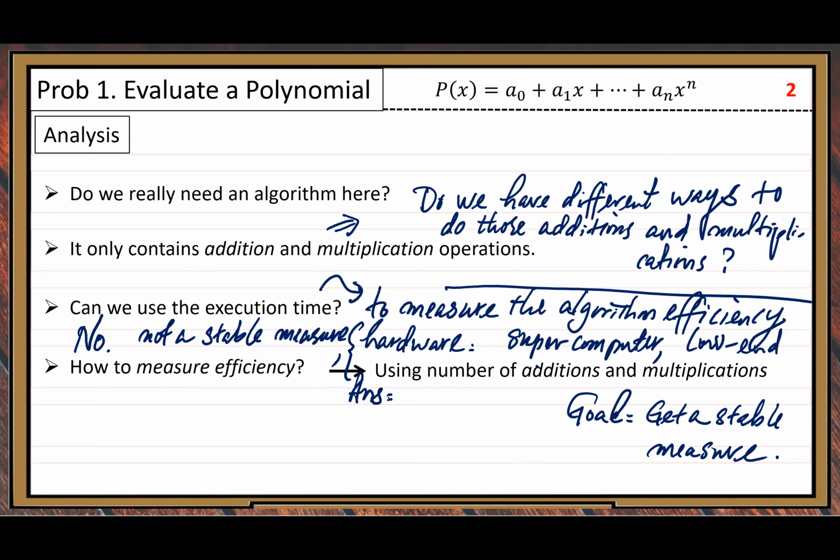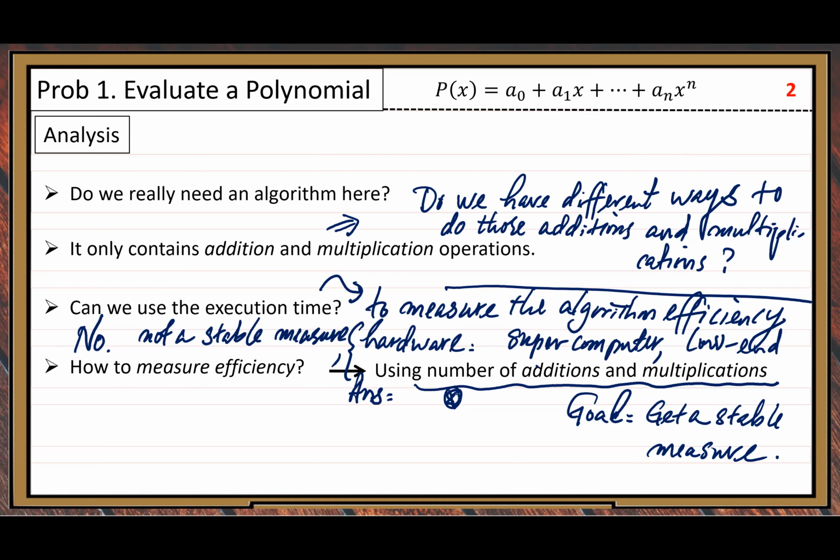So what is a stable measure? Using the number of additions and the number of multiplications to measure algorithm efficiency. Think about that. If we use the number of additions and multiplications together, you can see the measure is quite stable. It does not rely on your hardware. No matter whether you use a supercomputer or a low-end computer, you have the same number of additions and the same number of multiplications, right?